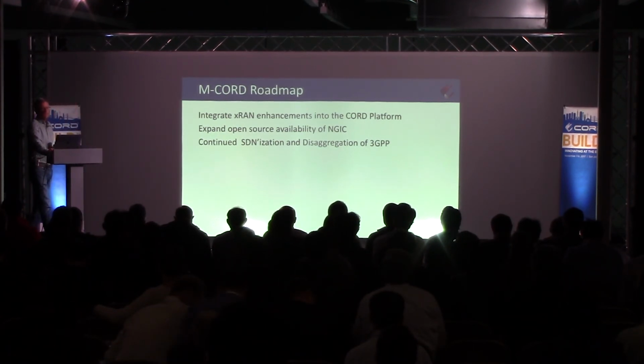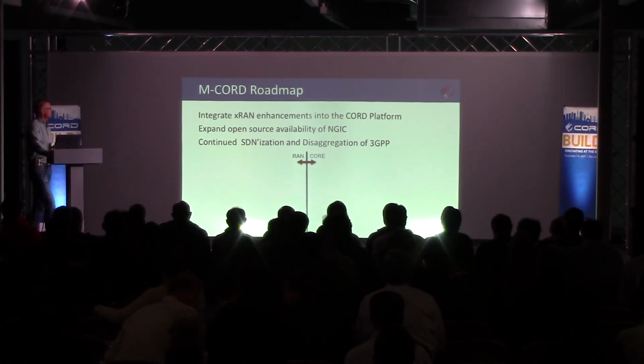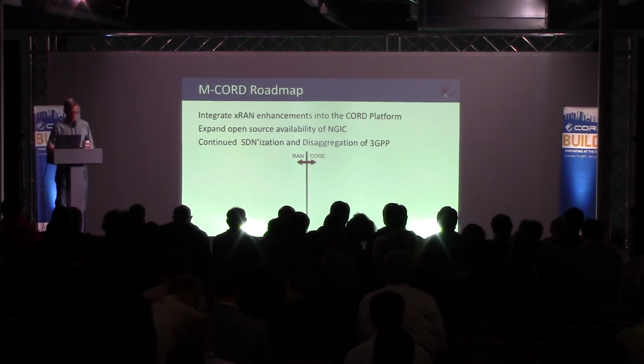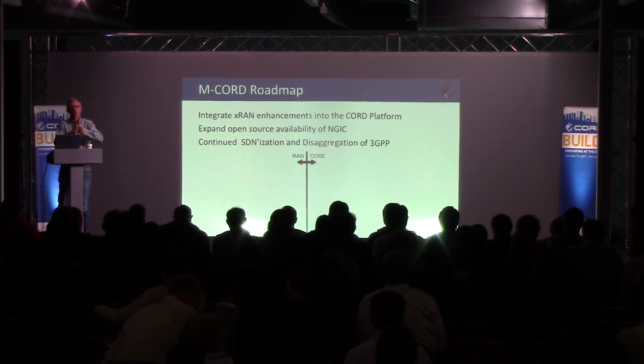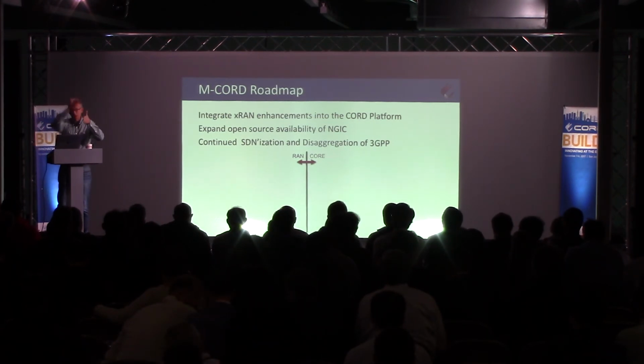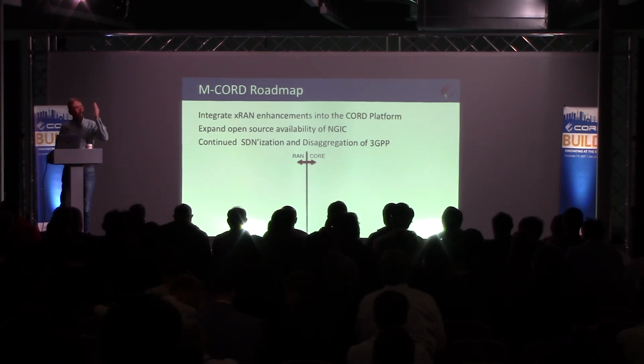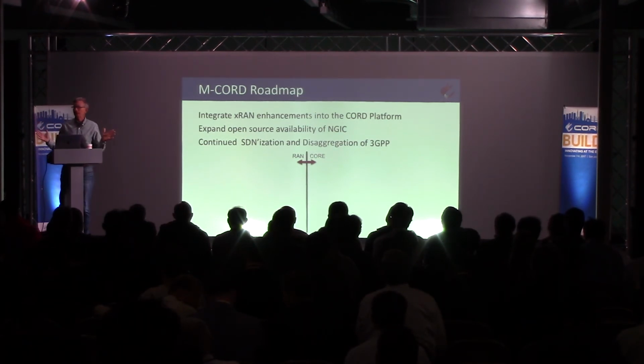This is about disaggregation. So we have the RAN and we have the core. And a lot of what mCORD is about is figuring out what functionality goes on which side of that line. xRAN draws the line in one particular place. Programmable RAN draws the line in another place. Those are two options, and maybe they could exist simultaneously, but it's an exercise in figuring out what happens on the RAN and what happens back in the core. That's a fundamental part of what mCORD is about.